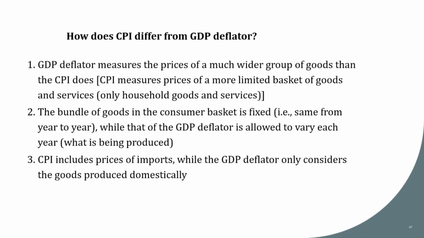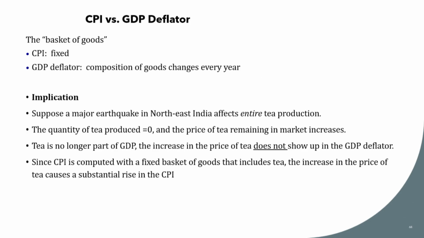At the same time, CPI includes the price of imported items. So in the case of CPI versus GDP deflator, the basket of goods in CPI is fixed, while in the GDP deflator, the composition of goods changes every year. So what is the implication of this distinction?